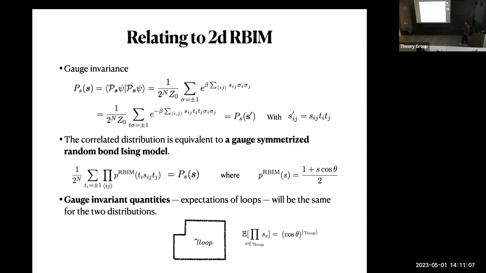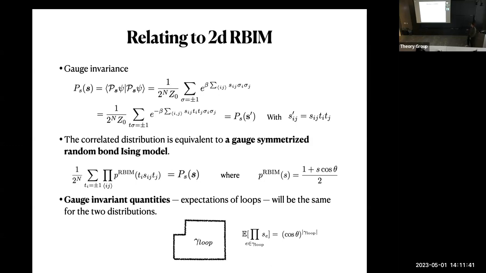Another way to see this is that if you just calculate the gauge invariant quantity, which are the expectation values of the loop variables, you'll find that both the random bond Ising model and the correlated randomness give you the same expectation value. And the loop variables are so huge that you can expand every different kind of loop configuration, and that uniquely determines the gauge invariant configurations of randomness.